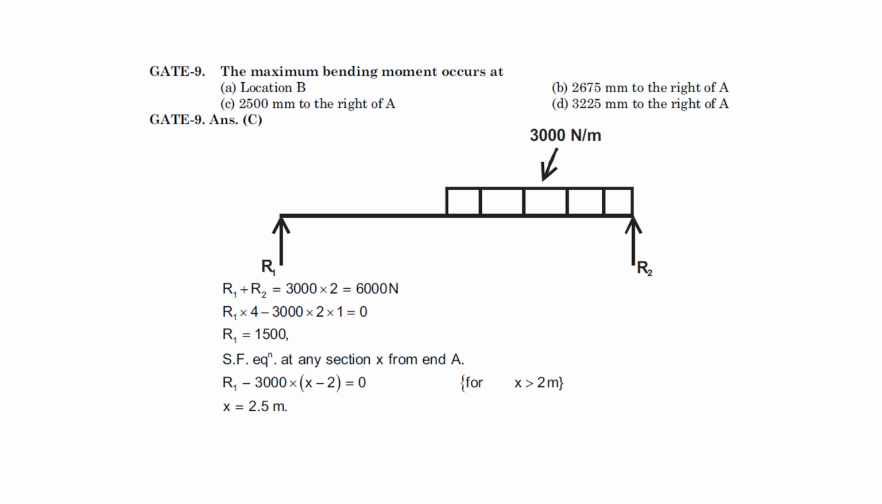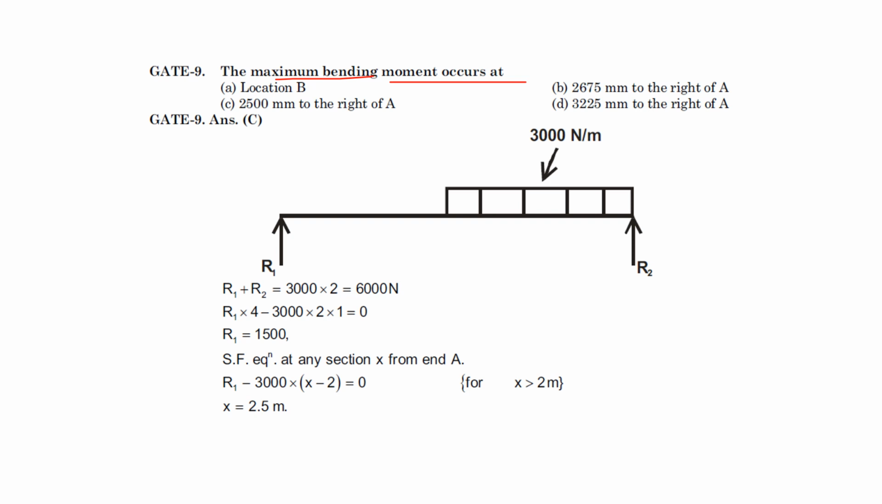See, according to the options, we have to actually get the maximum value. So what is bending moment? The bending moment will be maximum where shear force is 0, where it crosses zero. So the first task is to get the reactions.